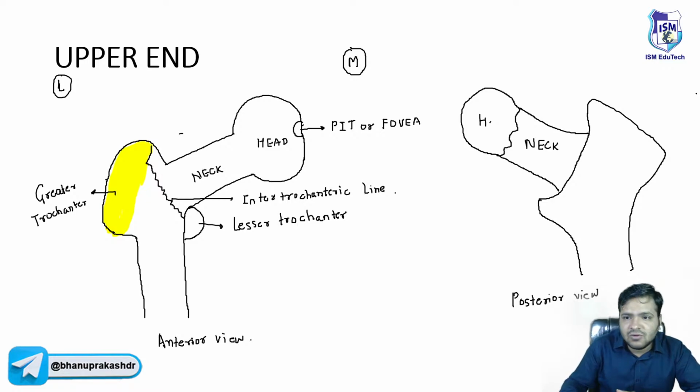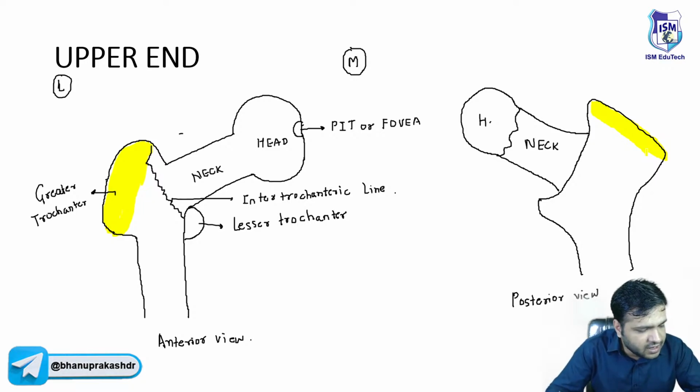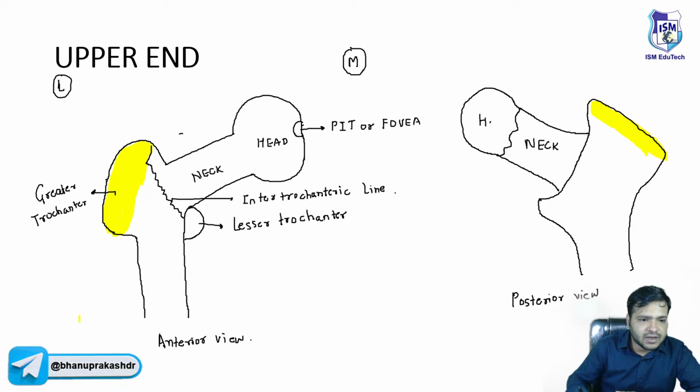And you can very well see that this is the greater trochanter, because the greater trochanter is laterally present, so you will be able to see the greater trochanter over here also, right? Greater trochanter over here also. Yes, and remember beta, you will see a crest over here.